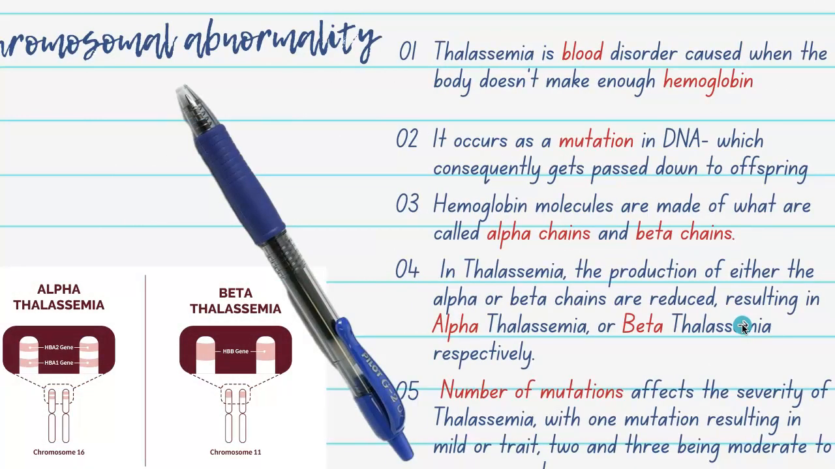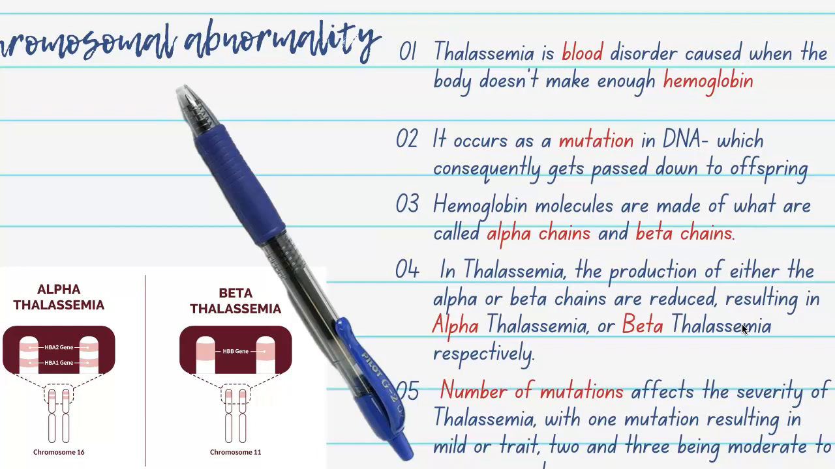So first of all, what is thalassemia? Well, it's a blood disorder that is caused when the body doesn't make enough hemoglobin in the red blood cells. It involves a mutation in the DNA, which consequently gets passed down to its offspring and then that offspring's offspring.